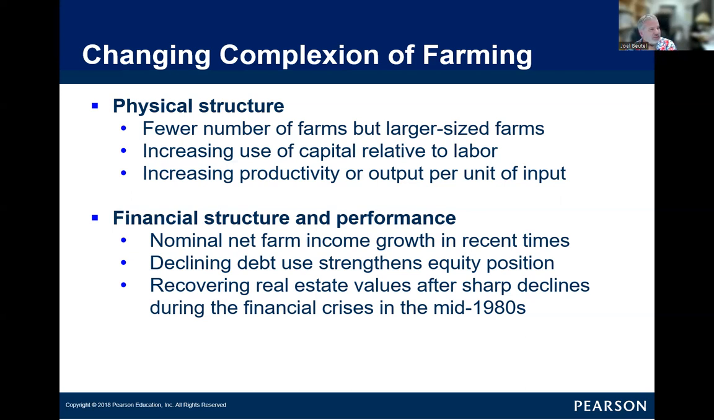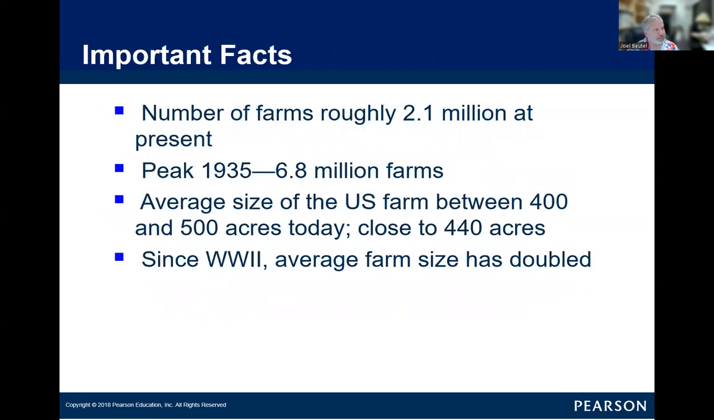Declining debt use strengthens equity positions of farmers. Farmland values going up in California, for example, has meant that it's been easier to finance projects, right? The bank looks at that value of the land and says, well, worst comes to worst, we can recover this, right? And then recovering real estate values after sharp declines has been a big help, right? And that actually didn't change really for farmland in the aggregate in 2008 with the financial recession, the way we would have expected maybe prior to that.